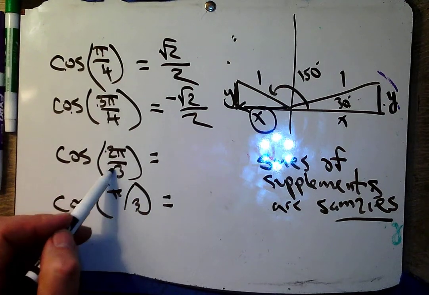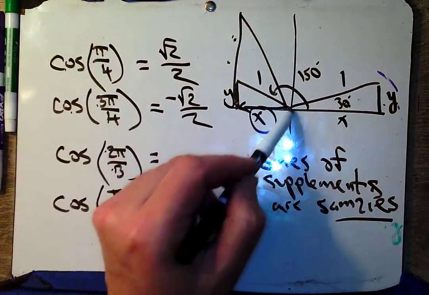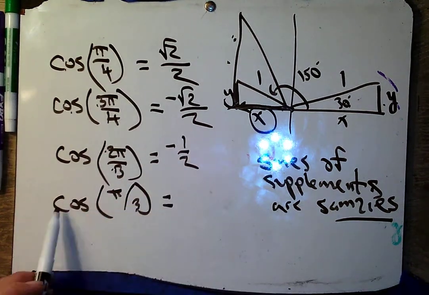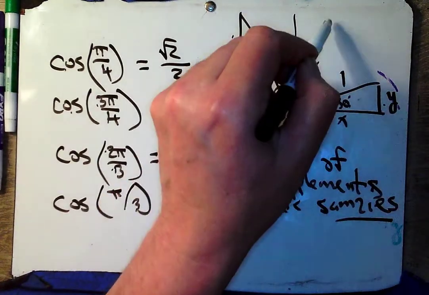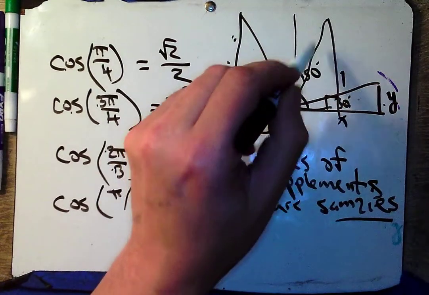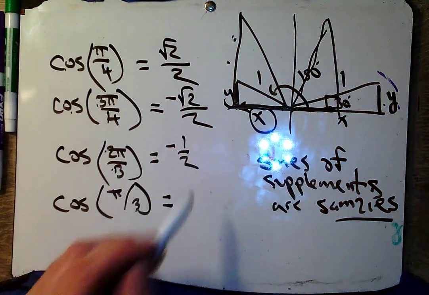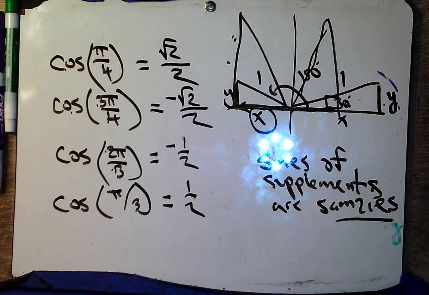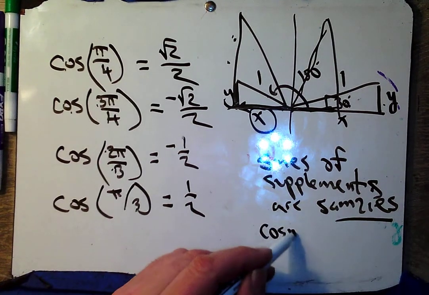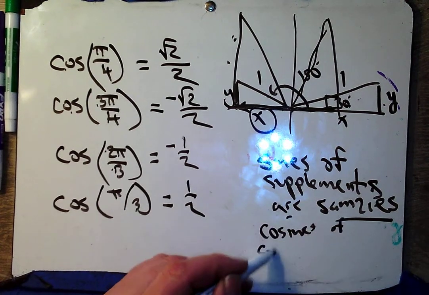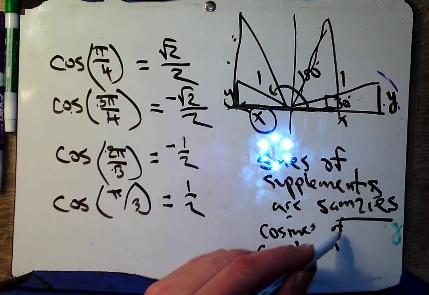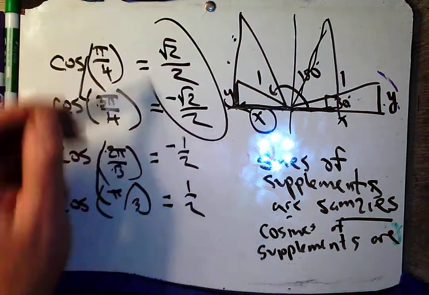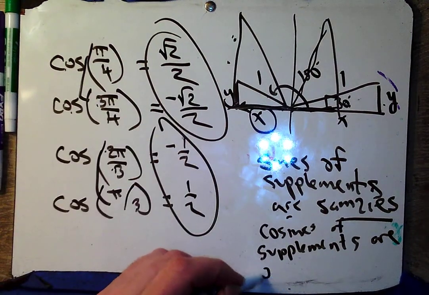Okay, so cosine 2 pi over 3 is this one, and our x value is negative, so we've got negative 1/2. But the cosine of pi over 3, well, pi over 3 is here, and I see that the x values would be positive, so cosine is positive 1/2. So what do you notice about the cosines of supplements? Cosines of supplements are, right, because these are supplementary, these are opposites.